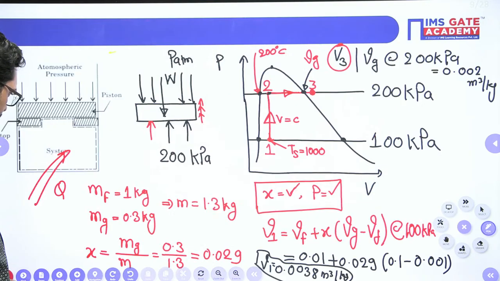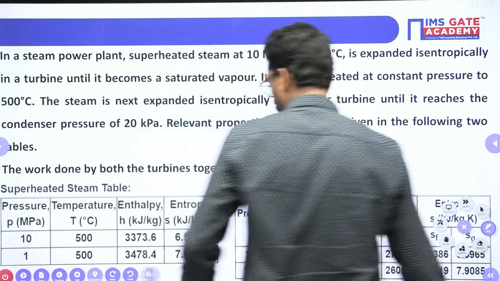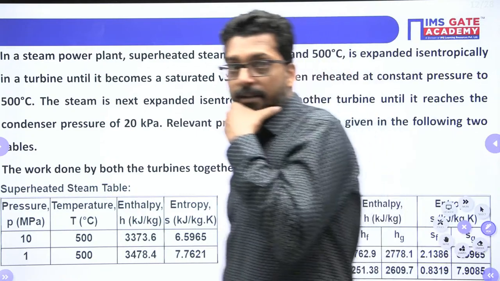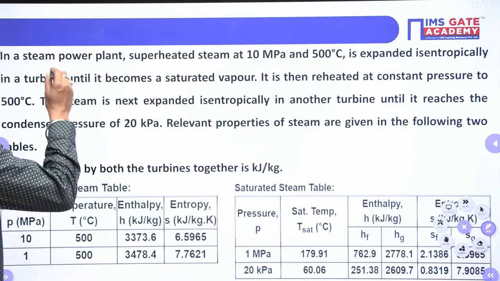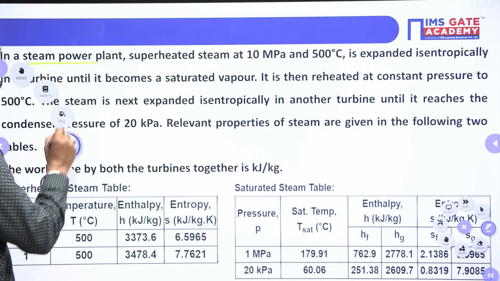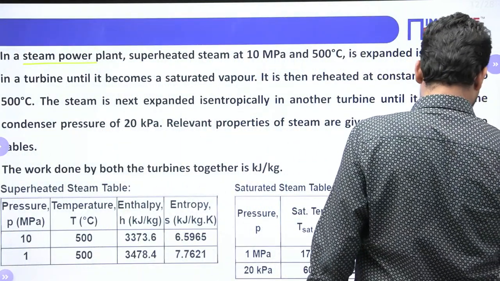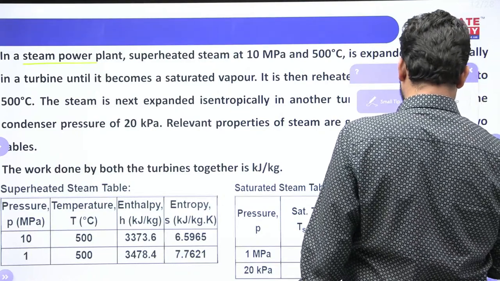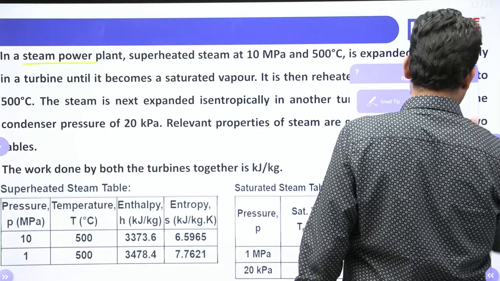Next problem, beta. This is the next problem. In a steam power plant, this problem is basically for the Rankine cycle.